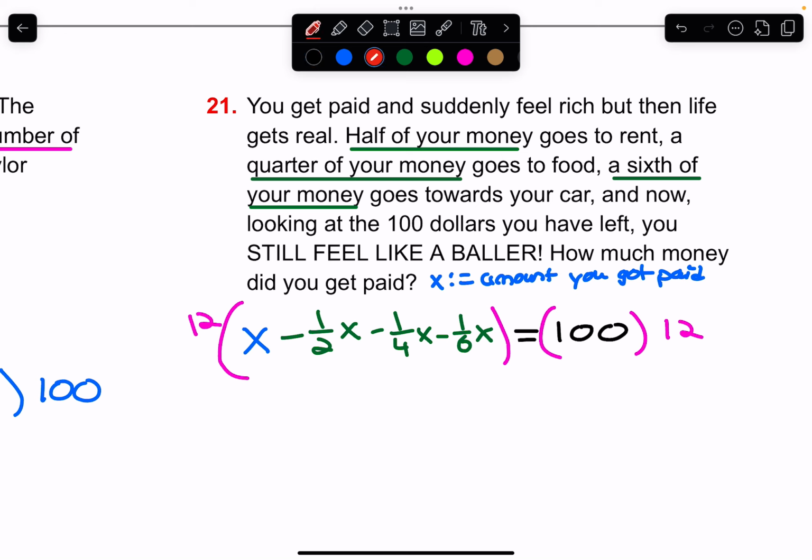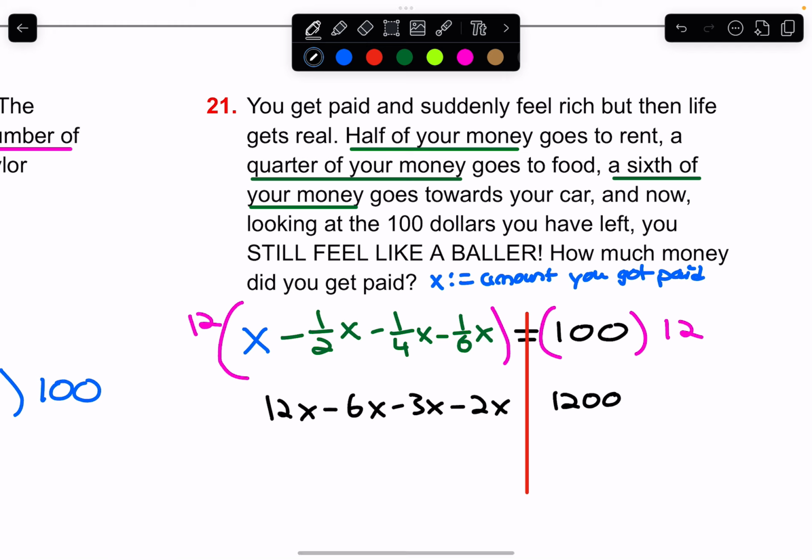After doing this, I'll go ahead and draw my vertical red line real quick. 12 times x is 12x. Oh, I wanted to be using the black pen. 12x. 12 times 1/2 x is going to be minus 6x. 12 times negative 1/4 x is minus 3x. 12 times negative 1/6 x is minus 2x. And over on the other side, we have 1200.